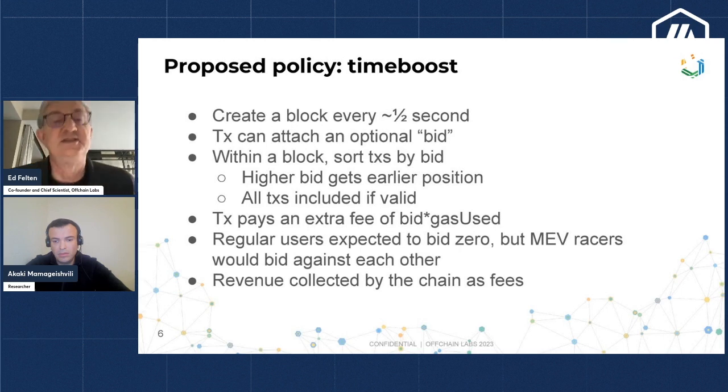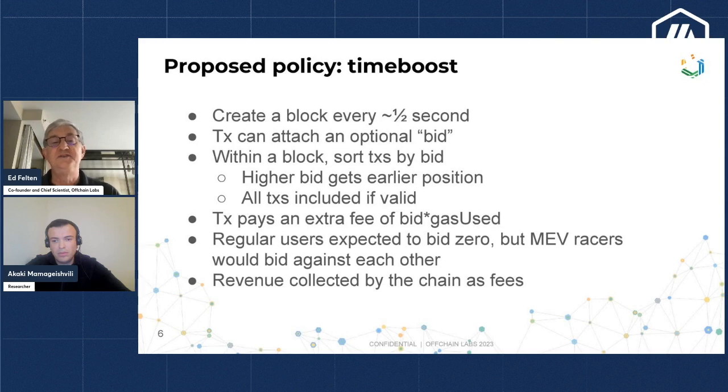Here's what Timeboost is. The idea is that the sequencer is going to make a block every roughly half a second, and that block has a bunch of transactions in it. When you submit a transaction to the sequencer, you have the option of attaching a bid for it. That basically means you're saying, I want my transaction to be at the beginning of the block or close to the beginning of the block, and here's how much I'm willing to pay to get an advantageous position within the block. So if you're a high frequency trader, then you might be interested in submitting a bid.